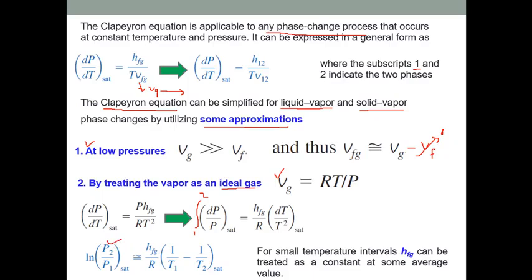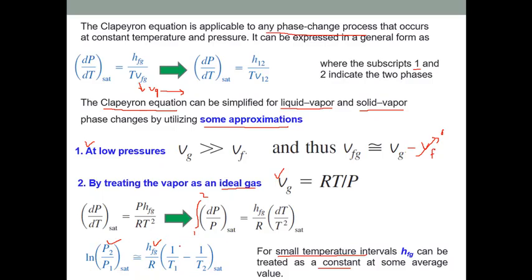We can extrapolate the data. If we know certain data at state 1, we can extrapolate data at state 2 if we know the value of the HFG, because for small temperatures, the value of the enthalpy of the phase change can be treated as constant. I mean, we can take the average, constant value for small delta T. So this is again a very useful equation.